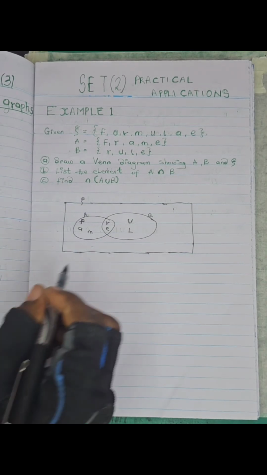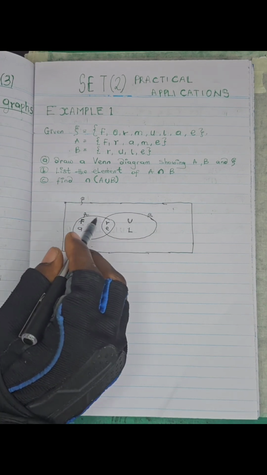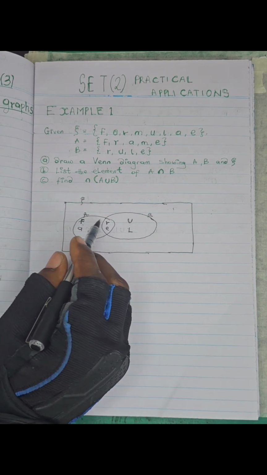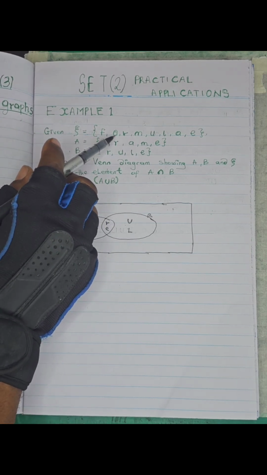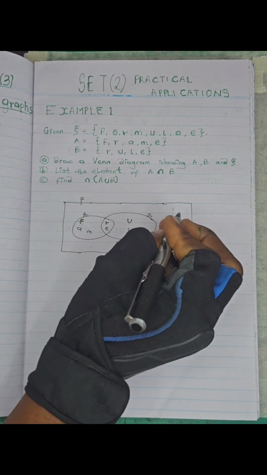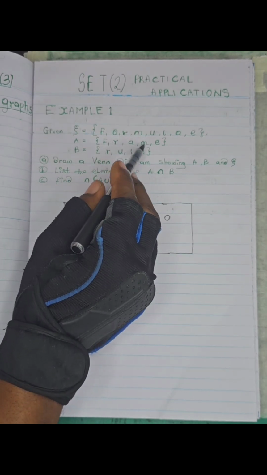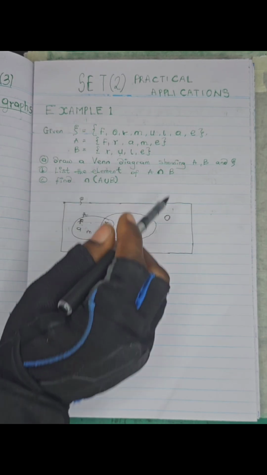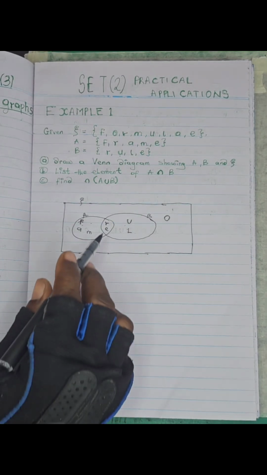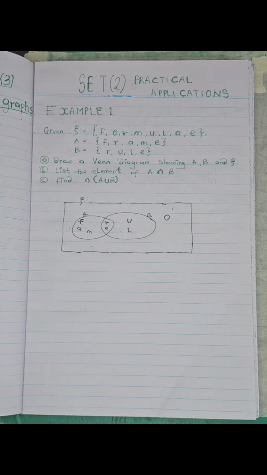After that, we'll go for the universal set. Anything that is already in A and B, we're not repeating it. So just go for those that are not here and not here. If you check, F is here, O is not here, so you write O. R is here, M is here, U is here, L is here, A is here, E is here. So it's only O that is outside. So this is the Venn diagram representing these three sets combined.